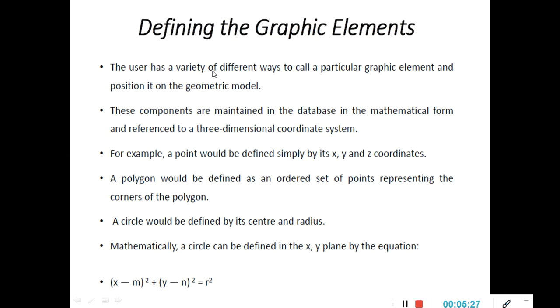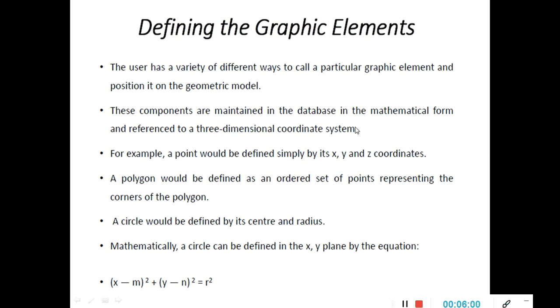So the user has a variety of different ways to call the particular graphic element into position in the geometric model. The operator or user has many ways to call a particular graphic element, which are going to be added one by one to construct a model. These components are maintained in a database in mathematical form and referenced to a three-dimensional coordinate system.